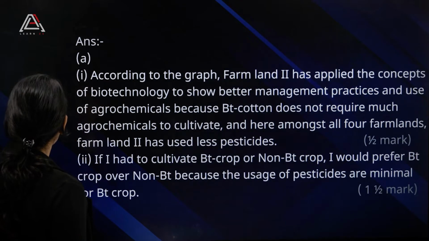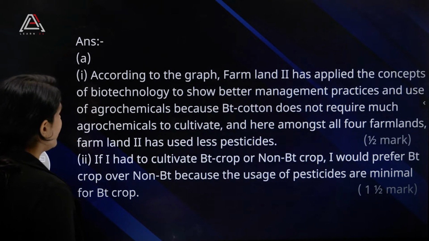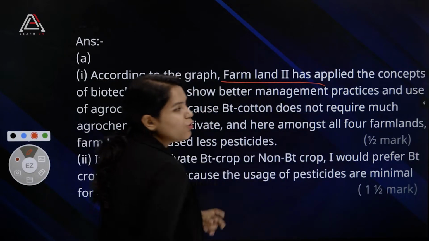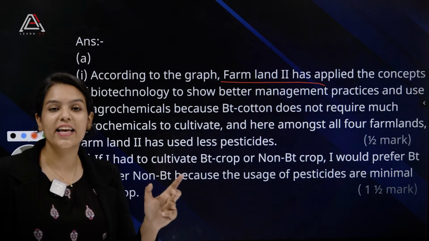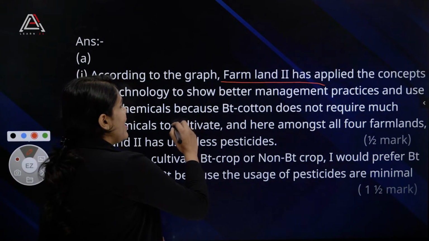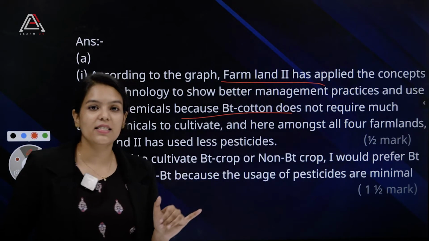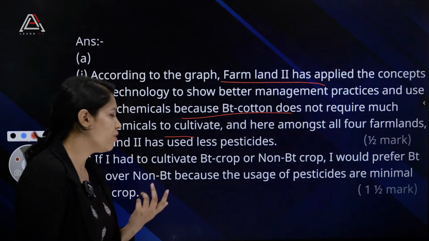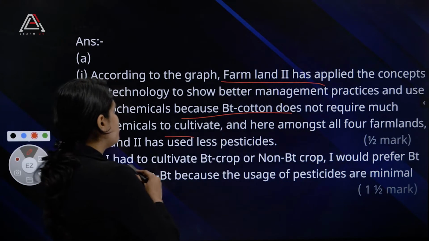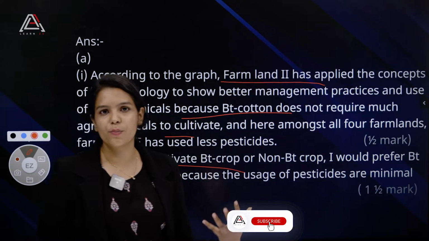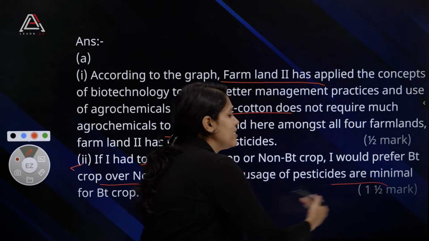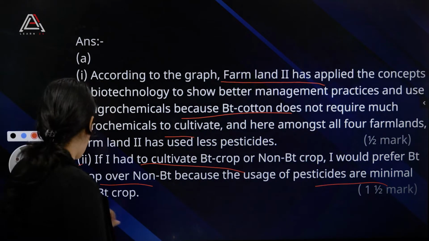Okay, for part A, according to the graph, farmland 2 has applied the concept because there they were using less pesticide for BT crop and more for non-BT crop, as they should. Second part, if they had to cultivate, I would personally prefer BT crop. Why? Because the usage of pesticide is minimal for BT crop.